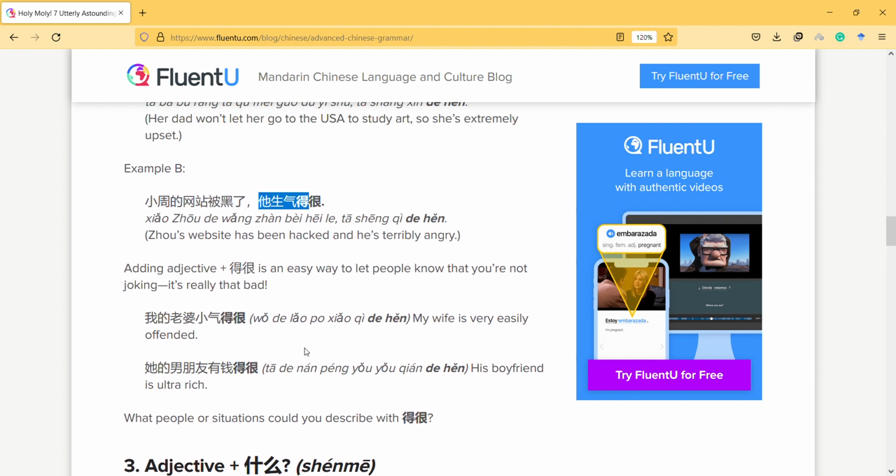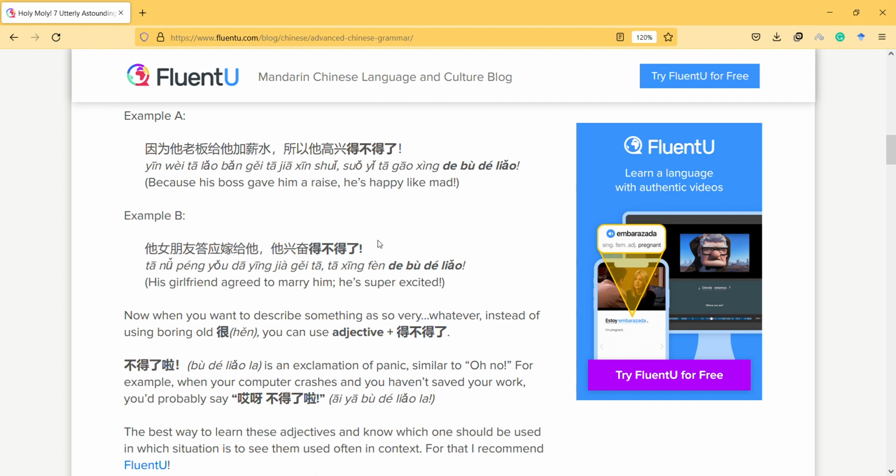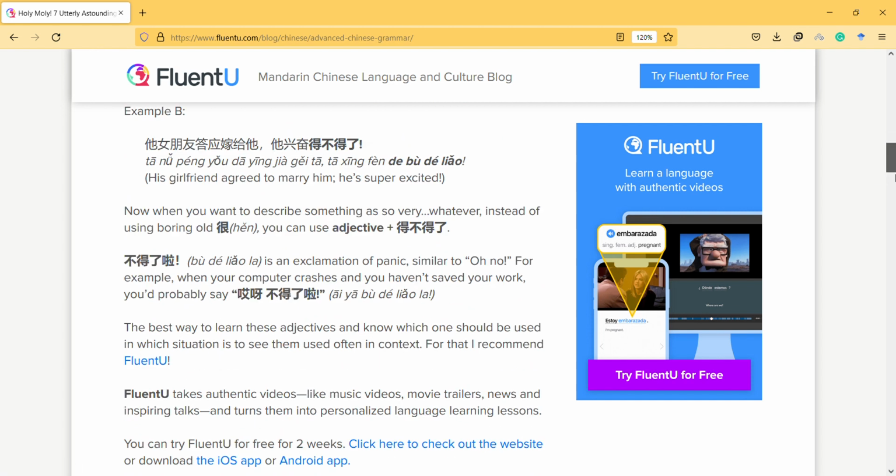Then let's make it the last thing to say. 他的男朋友有钱的很. So his boyfriend is ultra rich, very rich, extremely rich. 有钱 is rich. We can also add the other one, 他的朋友有钱的不得了. It doesn't sound awkward.